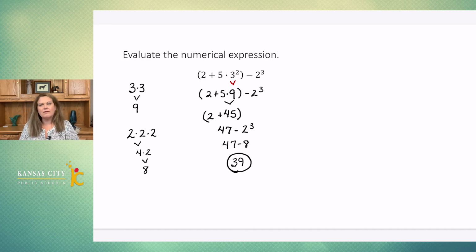Please remember order of operations when you're working with these, and remember the base and the function of the base and the function of the exponent. That's all we have for today. Thank you for joining me. Remember, our goal today was to use powers and evaluate expressions using those powers. I hope to see you next time.